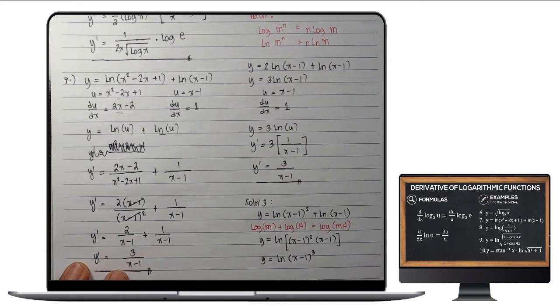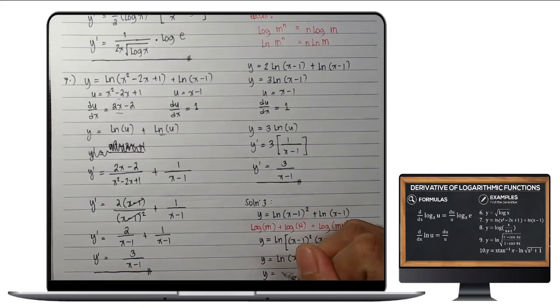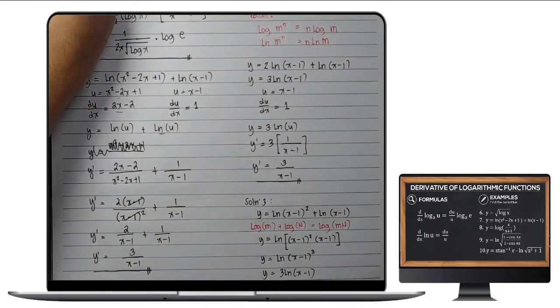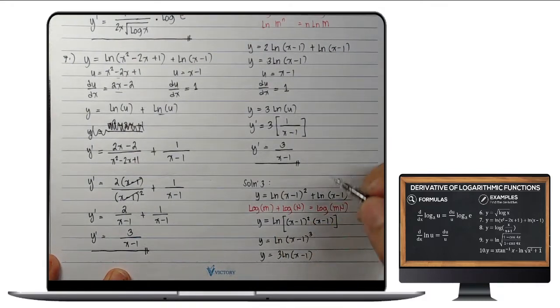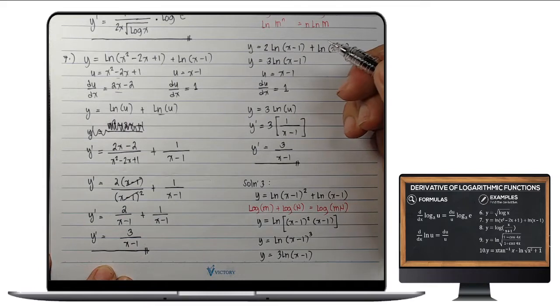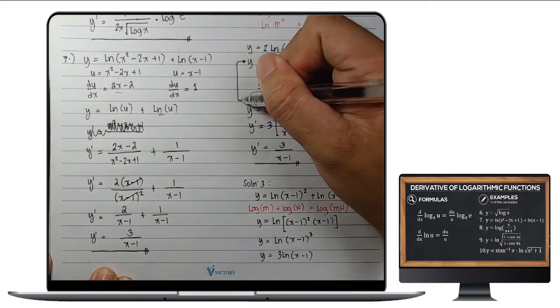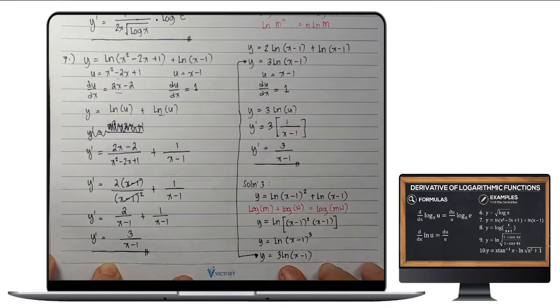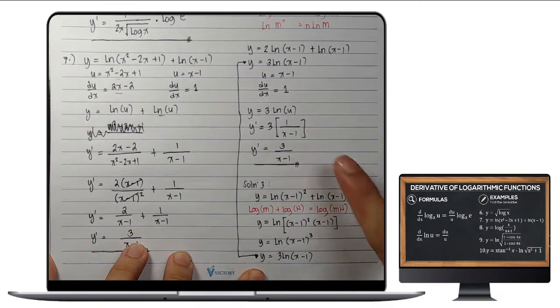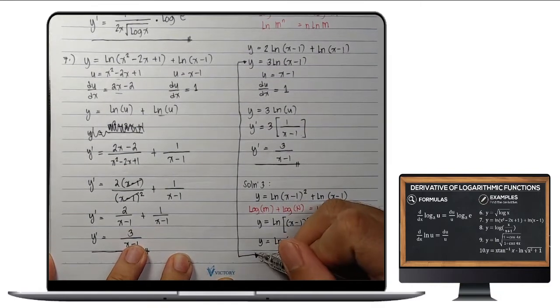Okay? And when you apply the first property that we discussed a while ago, we can write it as y is equal to 3 ln of x minus 1. Okay? And notice, you went back to this equation. So, babalik lang tayo dito. Okay? So, parehas lang sila. So, after this, you can again use this equation. Okay? So, parehas lang. So, applying properties.